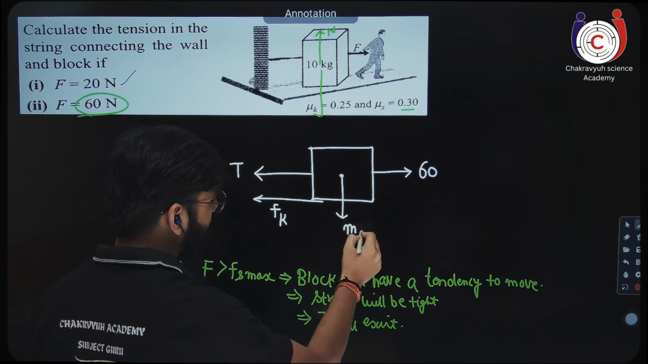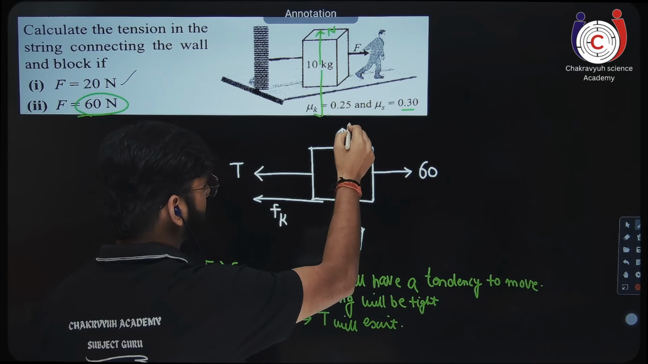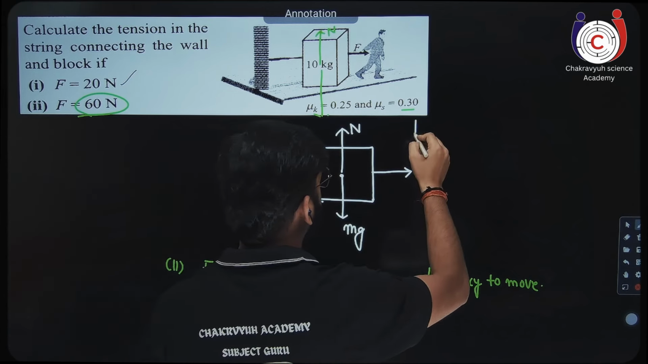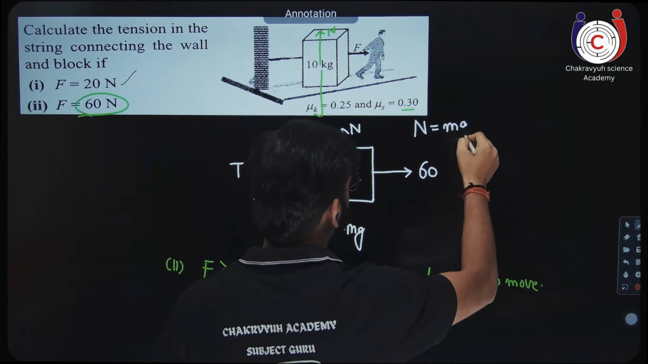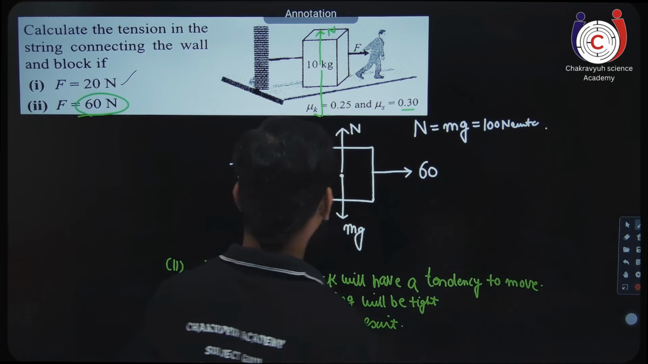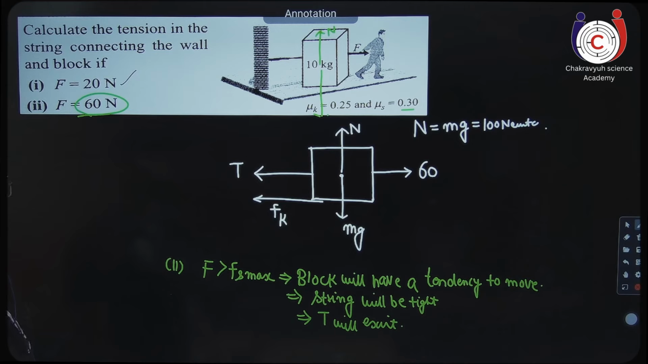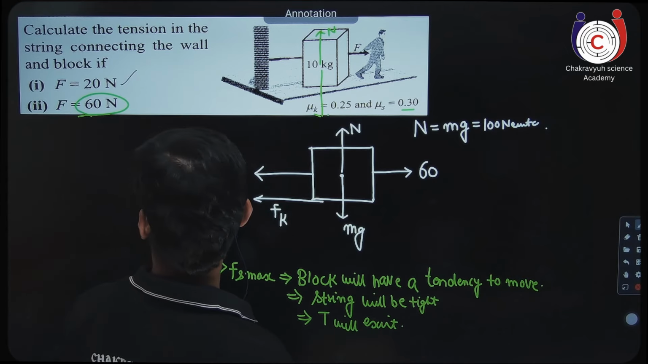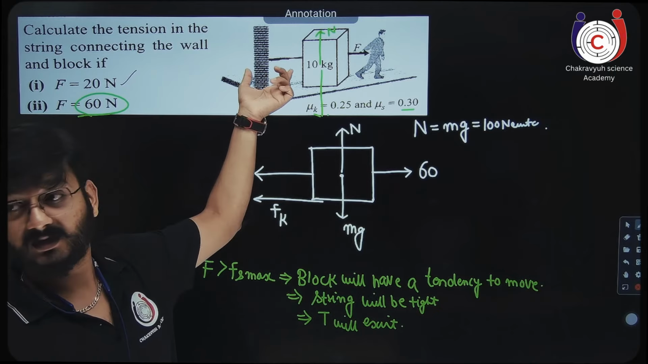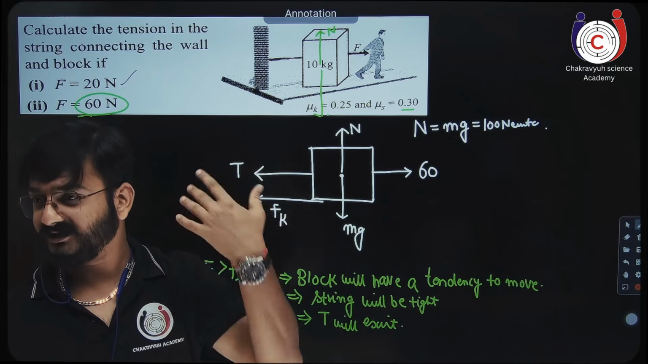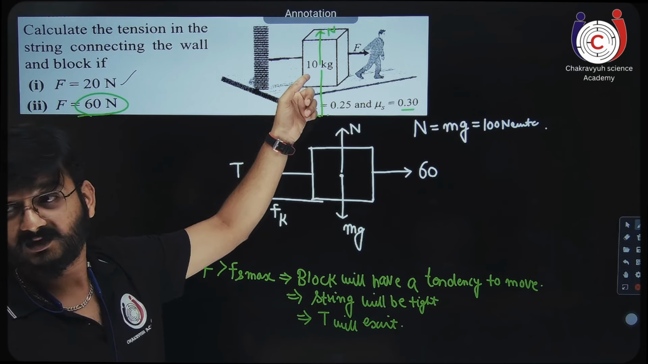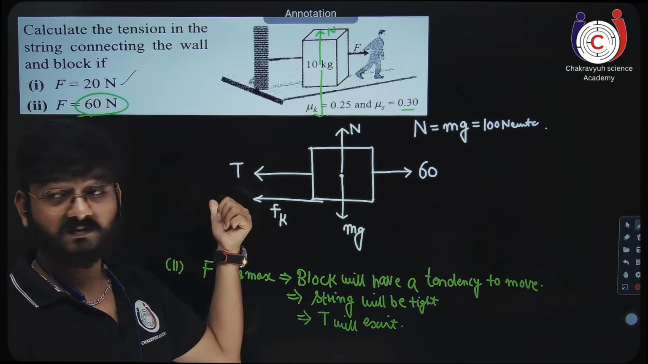Downward, mg, that is the weight. Upward, normal. So N will be equal to mg, which is 100 newtons. You have already calculated. So let's write the force equation. We need to find what, acceleration or tension? Tension. Acceleration will be zero, right? It is not moving. I know it has a tendency to move. It is not moving because of what? This string.